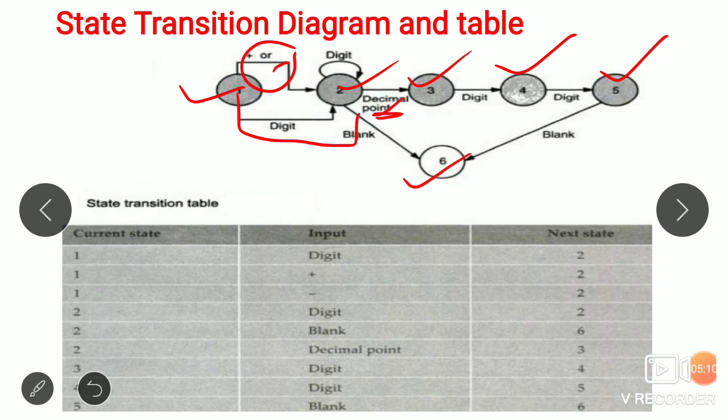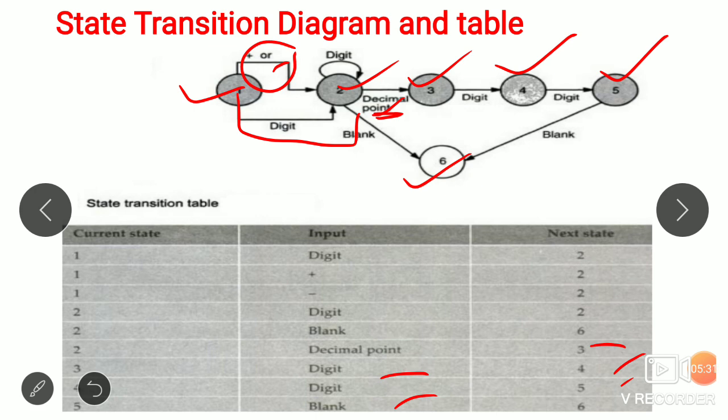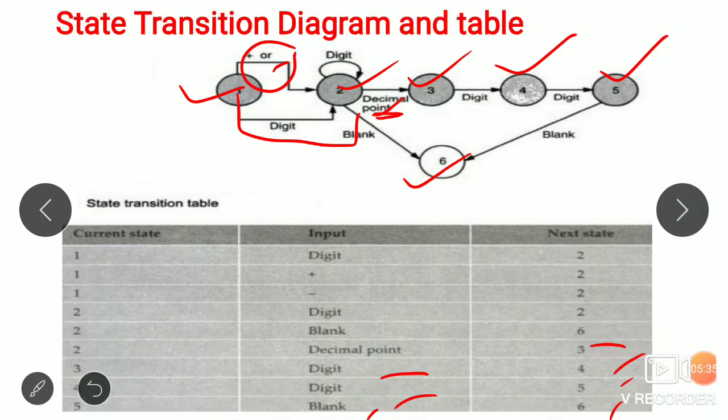If you are not including the decimal point, directly we are moving to the sixth step. If you are including the decimal point, we are moving to the third step. You can see here the third step. If the decimal point is followed by a digit, this is the fourth and fifth, we are moving to the fourth and fifth step. Next, if it is followed by a blank, then again we are ending with the sixth step. This is about the state transition table.